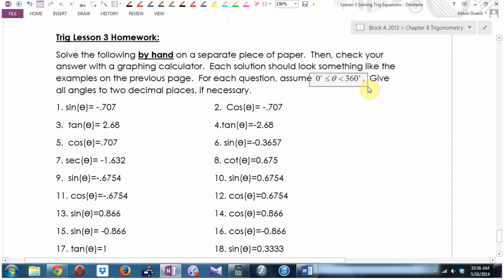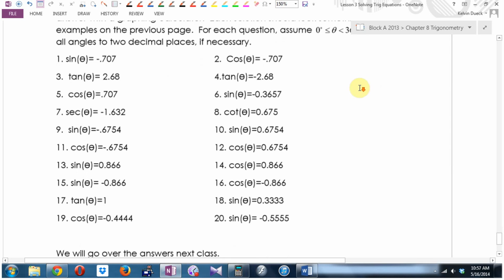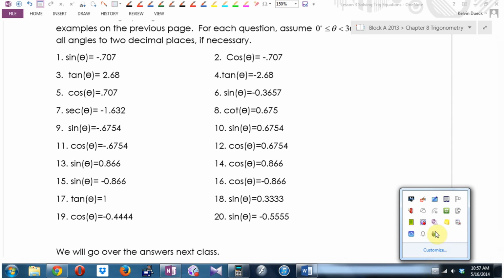I'm going to say, folks, I did not try and make these work out evenly. Give your answers to 2 decimal places if necessary. Okay? Answers next class.